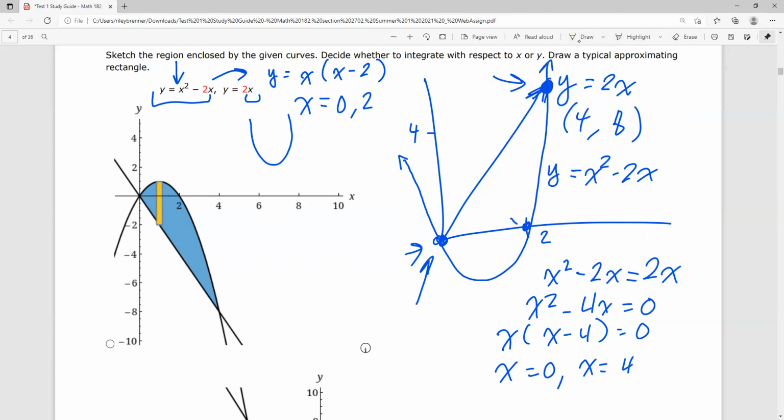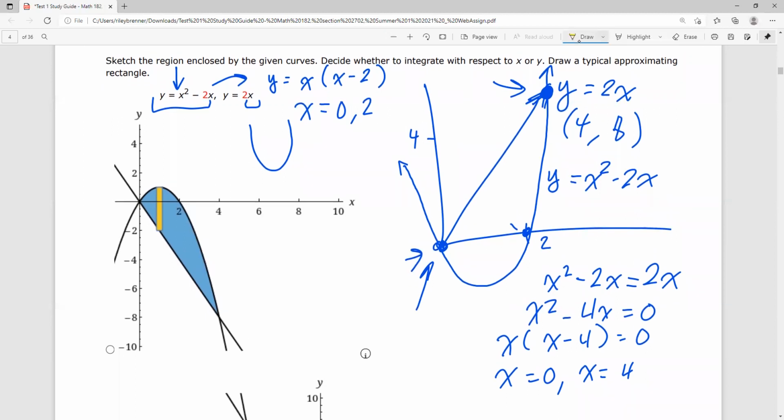The way we figured out that we want to do it with respect to y is you want to pick the orientation where you have only one top function and one bottom function. So if that sort of rings a bell, if we draw a rectangle right here, we see that the rectangle hits only one top function and one bottom function, right? So if it's ever vertically like this, that is with respect to y, so this will be dy, right?